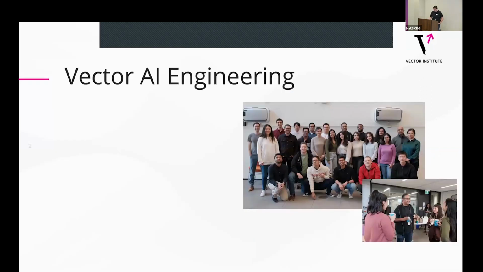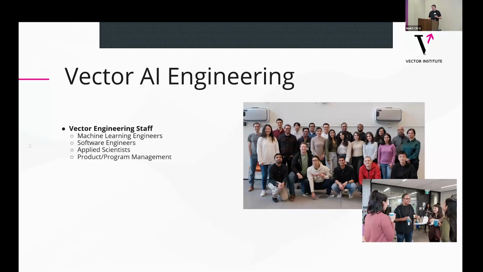to the community. Before I get into it, I'll just start with a few words about Vector AI engineering. I don't think that everyone has necessarily worked with us or is familiar with us, but we're the professional engineering staff here at Vector. We're a team consisting of machine learning engineers, software engineers, applied scientists, and product and program management staff. And we're now over 30 strong. And what we're always looking for is opportunities to better support and collaborate with the research community, you guys. And so that's all what VectorLM is really about.